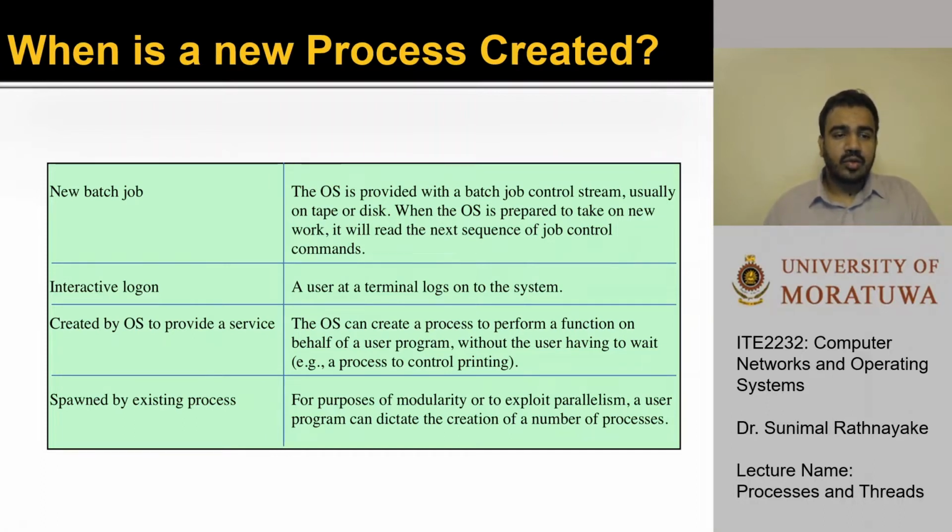Processes could also be created by the operating system to provide some service. The operating system can create a process to perform a function on behalf of the user program without having the user wait, for example, a process to control printing. Or processes could be created by existing processes in the system, which we call spawning. Spawning means that for the purposes of modularity or to exploit parallelism, a user program can create a number of processes. We call them the child processes of the process that is creating them.